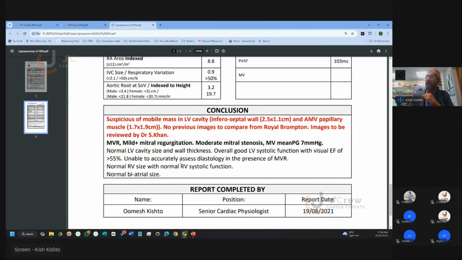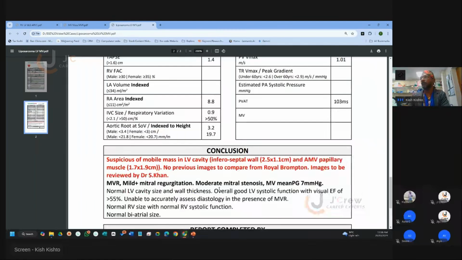So again, the main focus for your conclusion would be that mass for me, and suspicious of what I've seen, and no previous images to compare from Royal Brompton. That's where the patient has had the last echo and follow up done there, so I don't know whether this is progressing or not because I don't have any previous images to compare with.